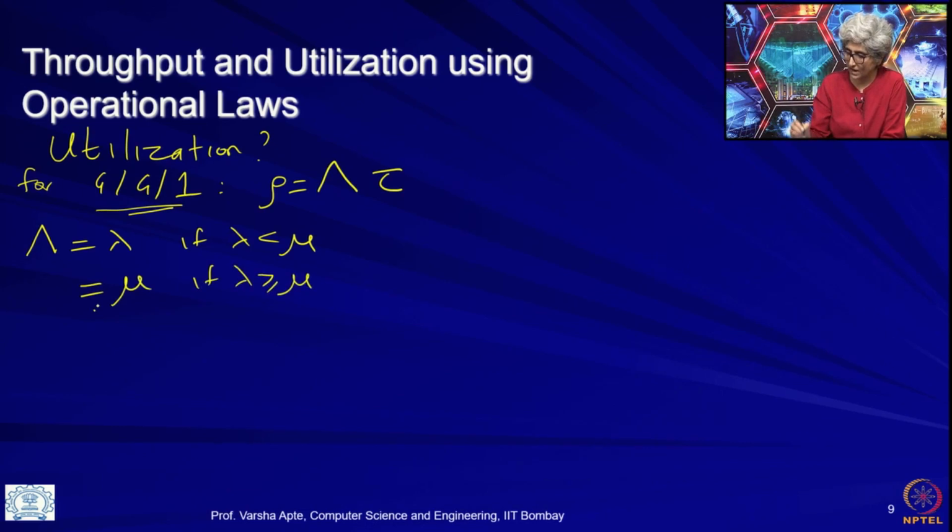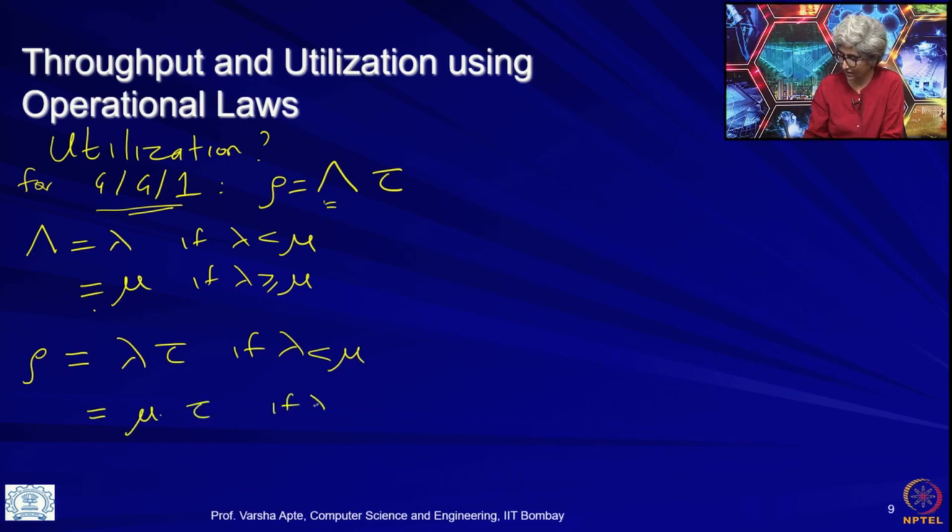So, we can use this and say the same thing here, rho is going to be equal to small lambda tau if lambda is less than mu, and it is going to be equal to, we have to substitute mu tau here, if lambda is greater than or equal to mu, but mu tau is nothing but 1, and this makes sense intuitively. We do not have to do this formula plugging, right. If I have less work coming to me, then I can handle it, I am not fully busy. So, this value is going to be something less than 1.